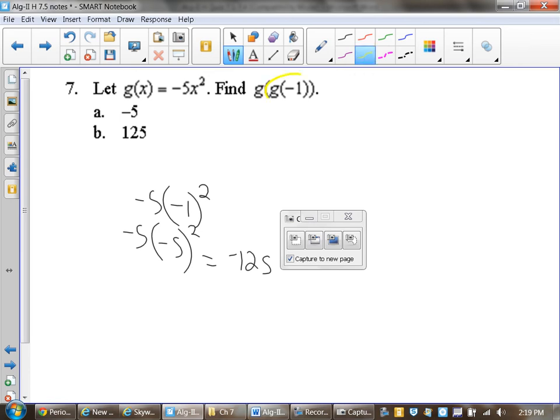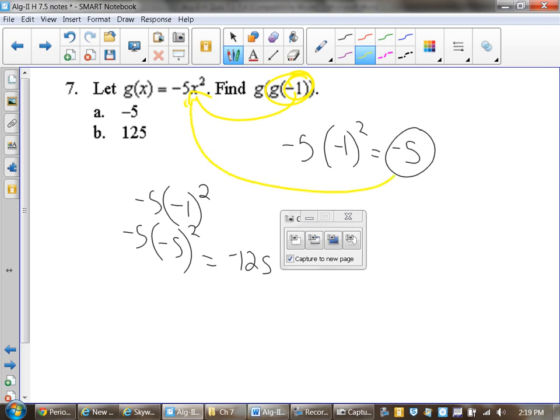Why are you using negative 1 and then you get negative 5? I'm substituting this value in for x. So I get negative 5 times negative 1 squared, which is negative 5. Now I have to substitute that in again for x, because it's g of negative 1. You take whatever answer it is and you substitute it in. What's negative 1 squared?